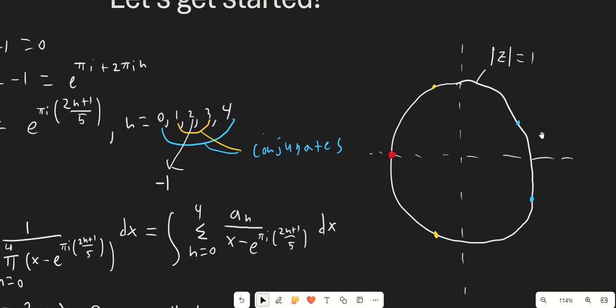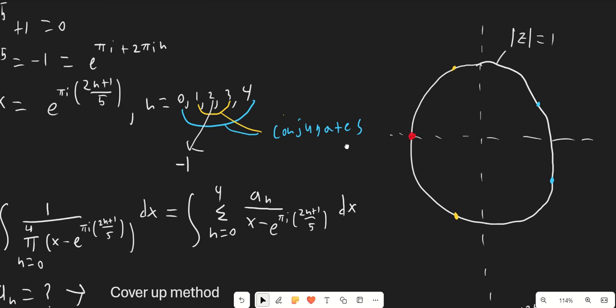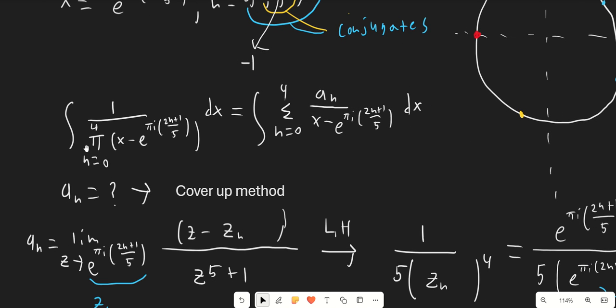I've plotted out the 5 zeros right here on a complex plane on the circle modulus of z equals 1. So notice we have these two conjugates right here, these two conjugates right here, and then x equals negative 1 right here. So we're going to be combining the terms with the conjugates in order to make our integration easier. Notice I've used some product notation to denote the factorization that we've done in the bottom here.